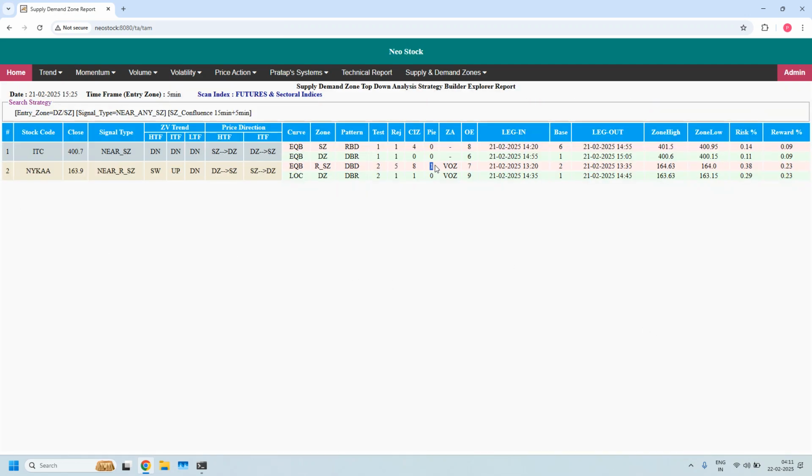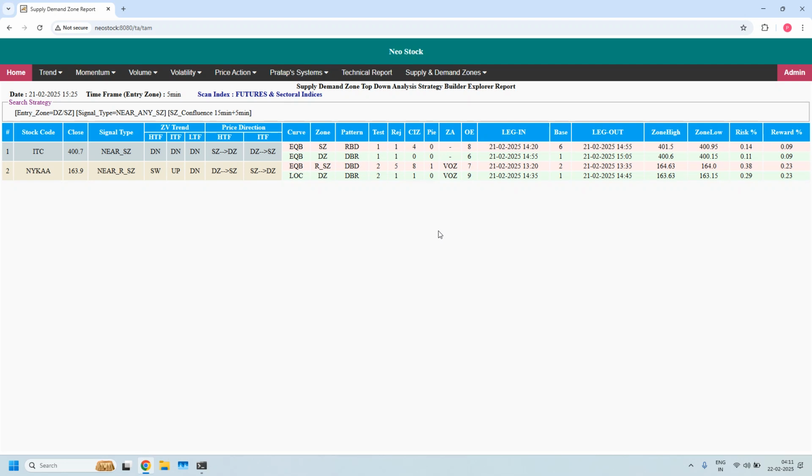Out of these 2, second one is a pierced supply zone. You ignore it. Only first one can be useful for your further analysis. So this is about stocks near demand and supply zones for different time frames. We also identified price closed inside demand and supply zones for daily and above time frames.